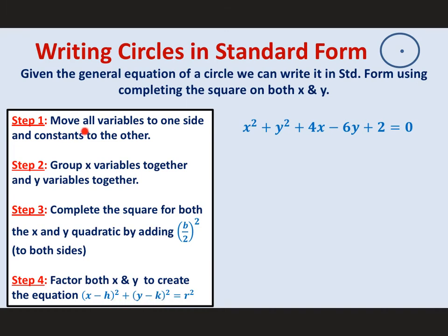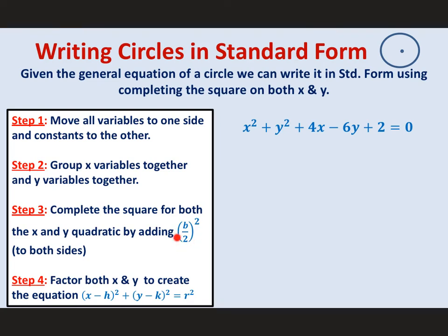So our steps go like this. We move all the variables to one side and the constants to the other. So we'll keep all the variables on one side and move the constant to the other. We're going to move our x's to be grouped together and move our y's to be grouped together. We'll complete the square for the x values. We'll complete the square for the y values. So we're going to complete the square twice.